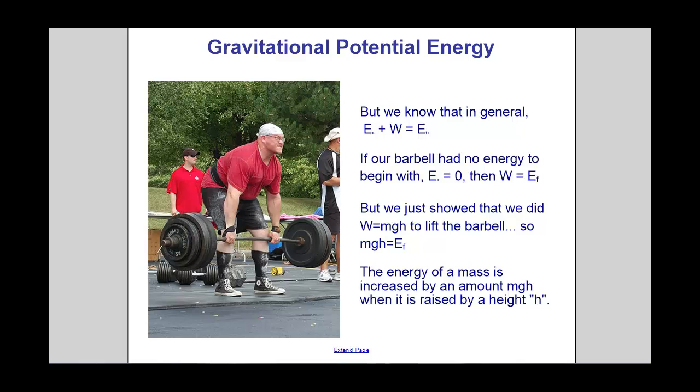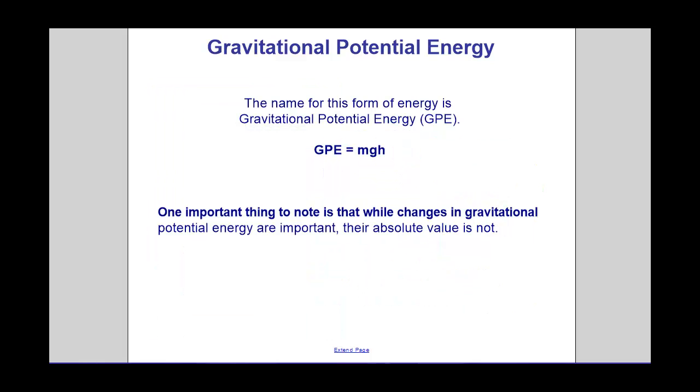So we know in general that the original energy plus work gives us the final energy. If our barbell had no energy to begin with, that means our E naught is 0. So then that means that if that's canceled out, our work equals E final. But we just showed that we did W equals mgh to lift the barbell. So if we replace this for W in this equation, mgh equals the E final.